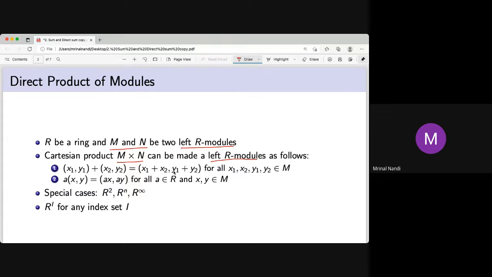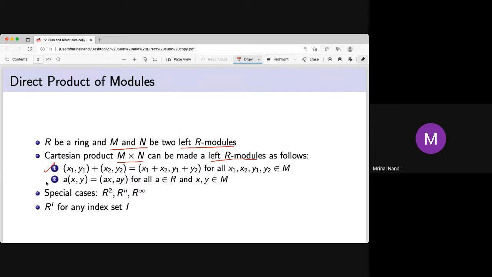It is coordinatewise addition, x1 plus x2, y1 plus y2. As in a vector space, we also define it like that, in every coordinate, for every x1, x2, y1, y2. By this definition, it is obviously commutative, and it is associative because M and N are commutative. Commutative means x1 plus x2 is the same as x2 plus x1, and similarly y1 plus y2 is the same as y2 plus y1. So (x1, y1) plus (x2, y2) is the same as (x2, y2) plus (x1, y1). Associativity holds, and the zero element is (0, 0).